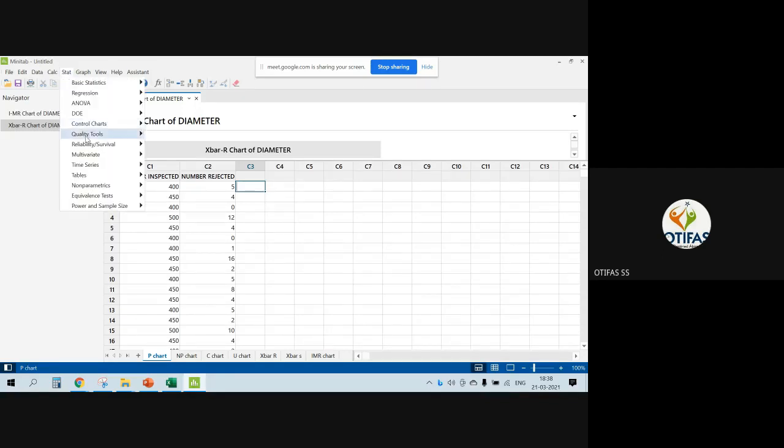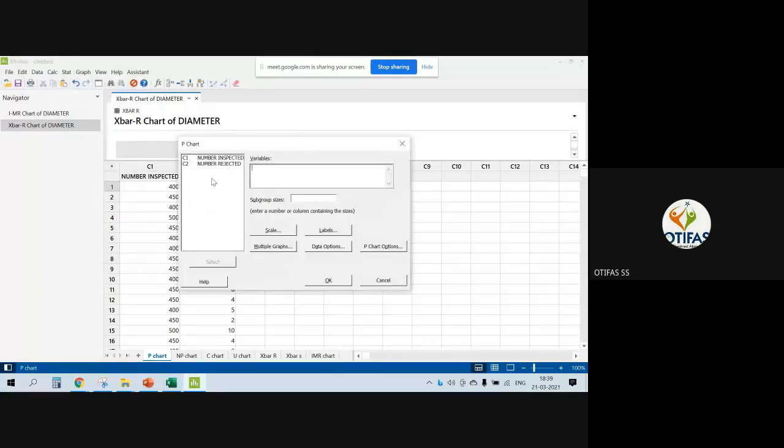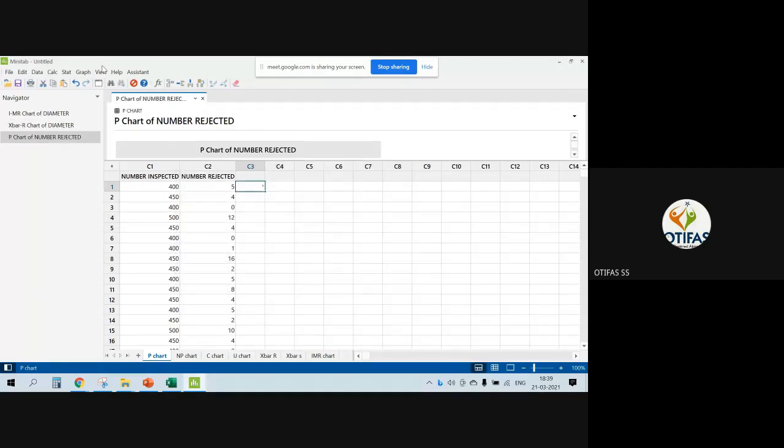Now go to Stat, Control Charts. Now which one do I have to use? Tell me. Attribute charts. In the attribute charts, which chart? P. Why P? Because the sample size is not constant. Clear. Now let's go to P. Here, number rejected, and here we will put number inspected, and we'll draw this. Now let's see. View.